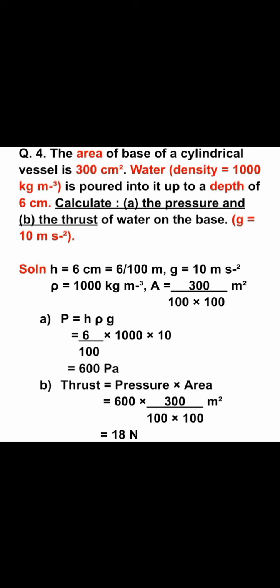So pressure equals H rho G. H, that is 6 by 100, rho, that is 1000, and G, that is 10. After simplification, it's coming 600 Pascal. Now thrust equals pressure times area. Pressure which we have already calculated, it's 600, and area, that is 300 divided by 100 into 100 meter square. After simplification, this is coming 18 Newton.